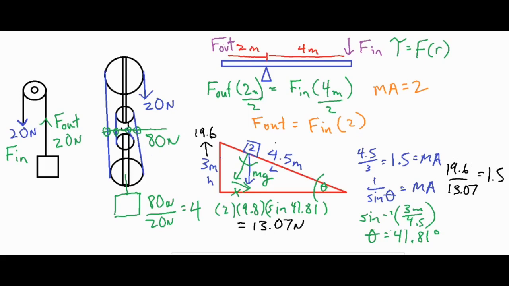So taking a look at all of these different machines, all of them just have a different strategy of how to analyze them and how to find your force output and your force input. In the end, you basically just take your force output divided by your force input, and then you get your mechanical advantage.